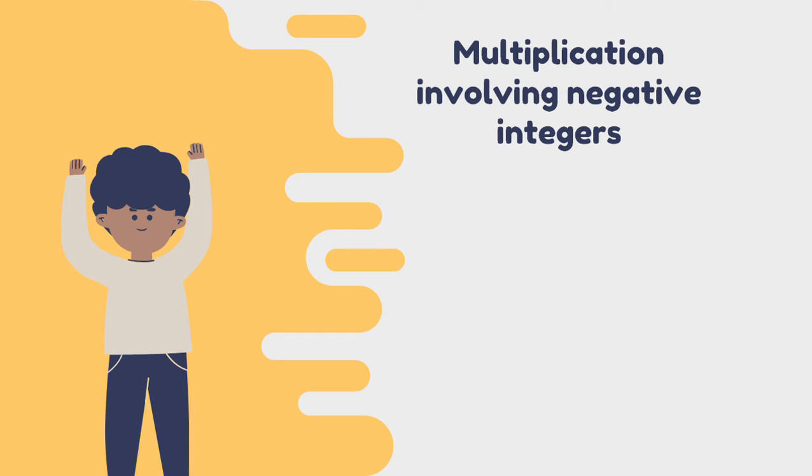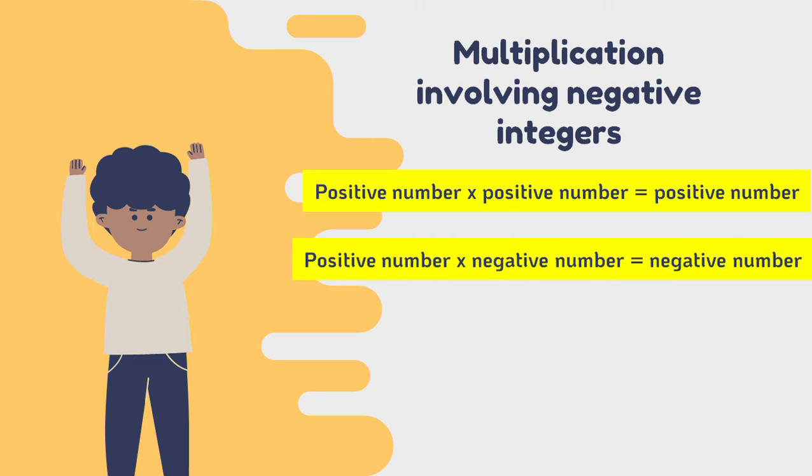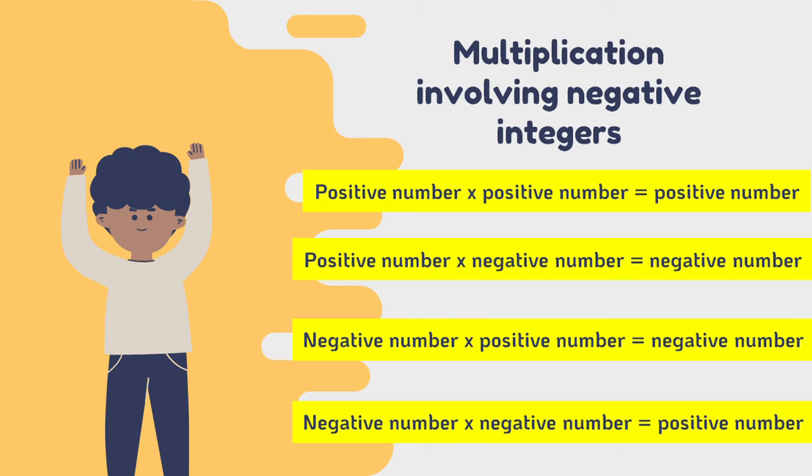Multiplication involving negative integers. There are some concepts: a positive number times a positive number equals a positive number. A positive number times a negative number equals a negative number. A negative number times a positive number equals a negative number. And a negative number times a negative number equals a positive number.